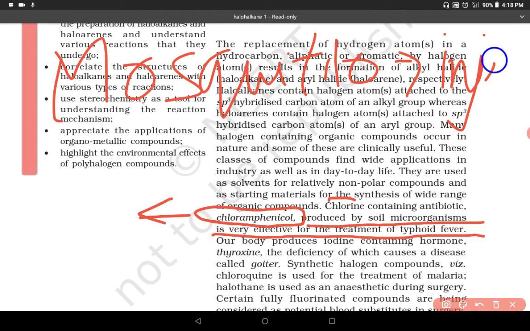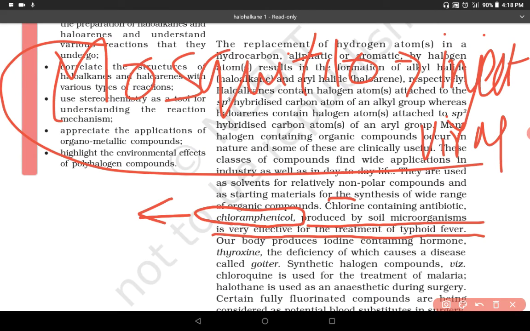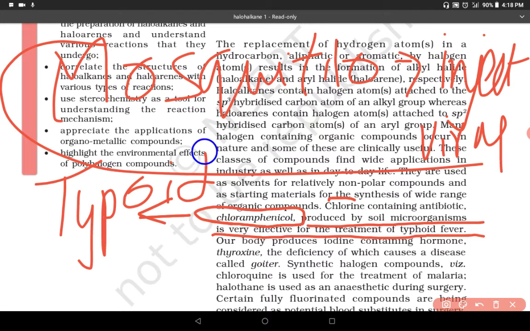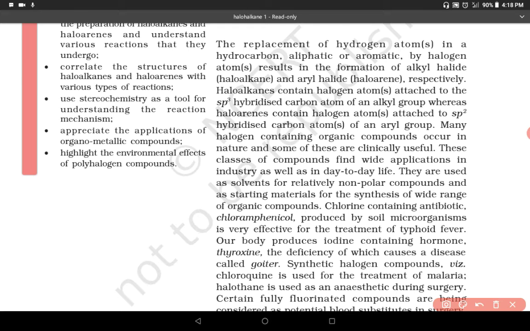The virus is injected into humans. This causes typhoid fever. Okay, typhoid fever is caused. Is there any medicine for this? Yes, there is a medicine.